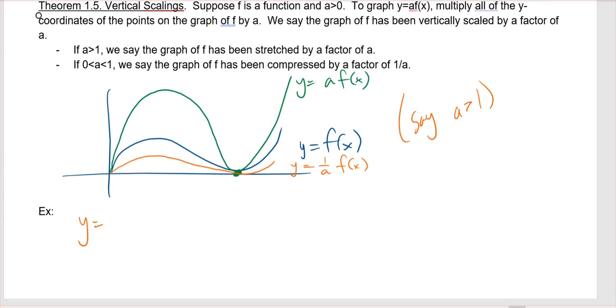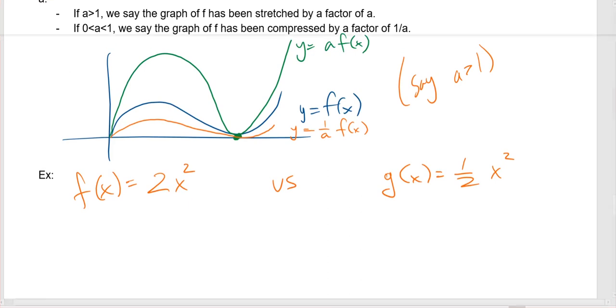All right, let's take a look. So let's have another familiar one. Let's do y equal 2x squared. And maybe we can do another one at the same time, versus g, let's call this g, maybe 1/2 x squared.